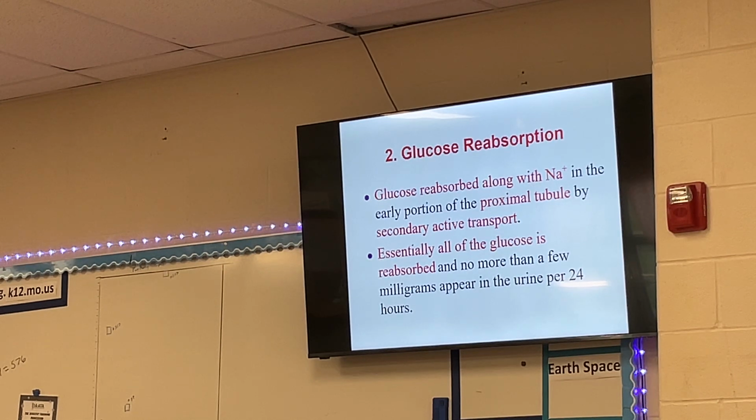If you ever go and they ask for a urine sample and it shows that you have sugar in your urine, or glucose in your urine, that's never really a good sign. Your body should be reabsorbing all of the glucose. If it is leaving any glucose in the urine, then that is not something your body should be doing. There's something wrong with your kidneys if glucose is being left behind.